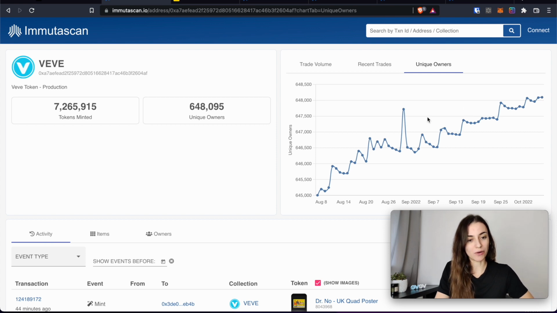But we can see unique owners, and you see that it has been growing consistently, so this is still a good sign. We still get new owners or new wallets collecting Veve NFTs, and as long as this goes up, I think this is really a positive sign.